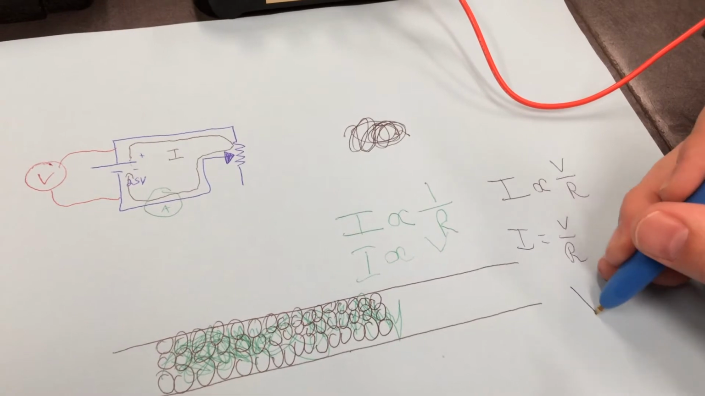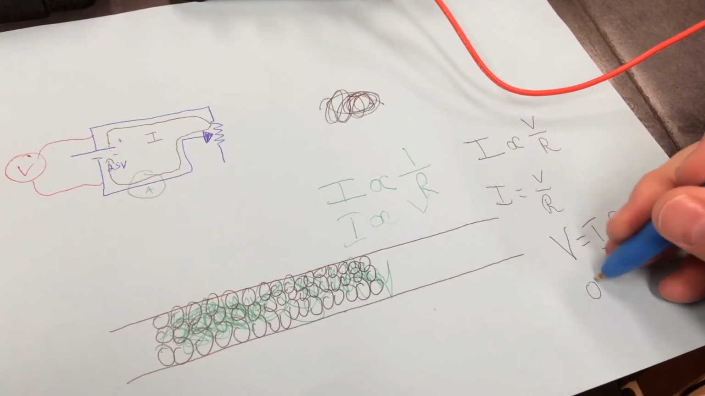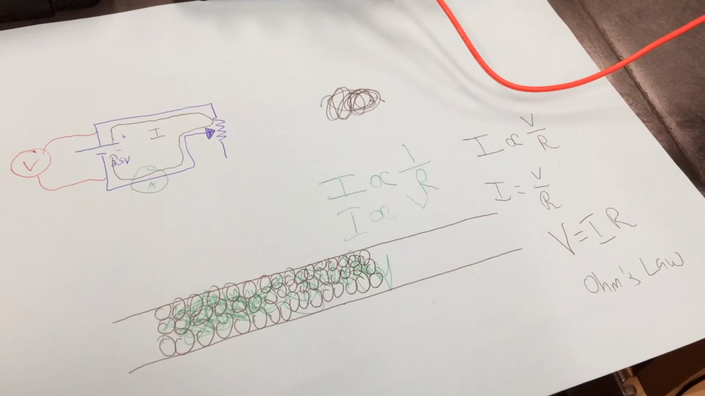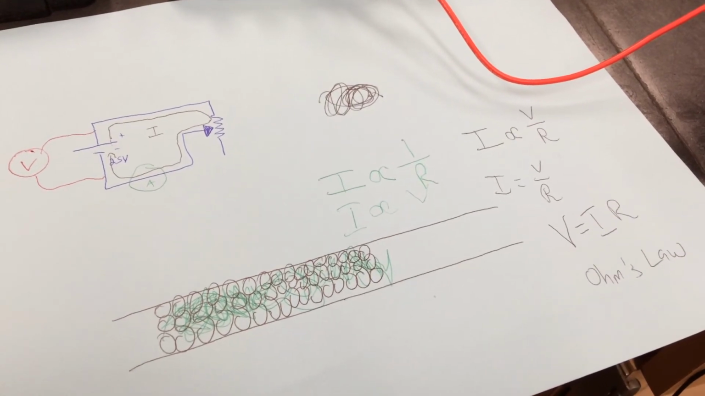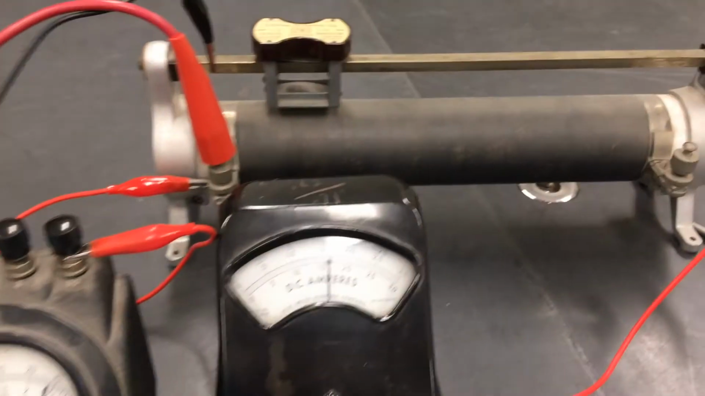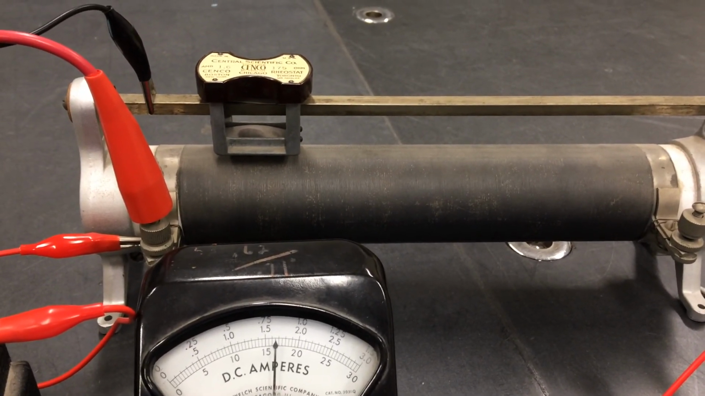It's usually written a slightly different way. Voltage is current times resistance. And in this form, it's usually called Ohm's law. So Ohm's law is the relationship between voltage, current, and resistance, which we showed by varying the length of a wire and seeing how that affected resistance.